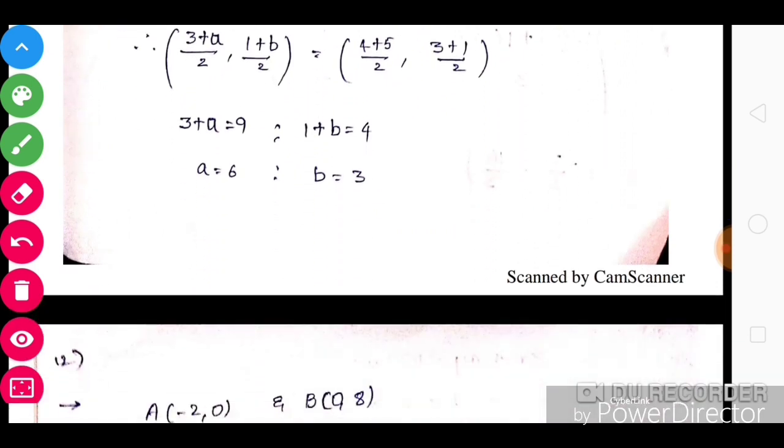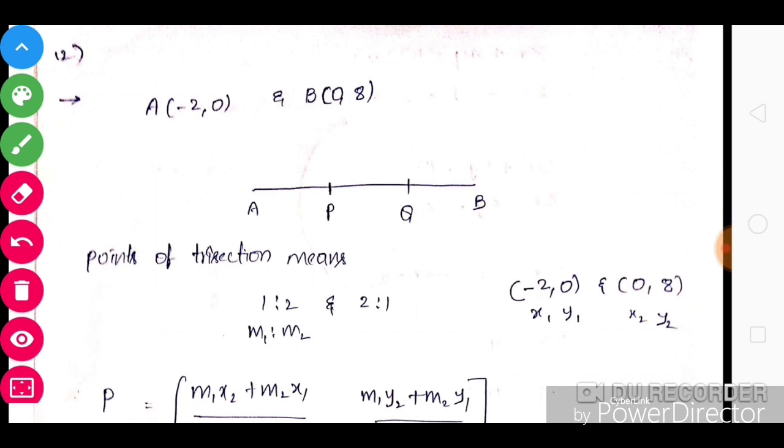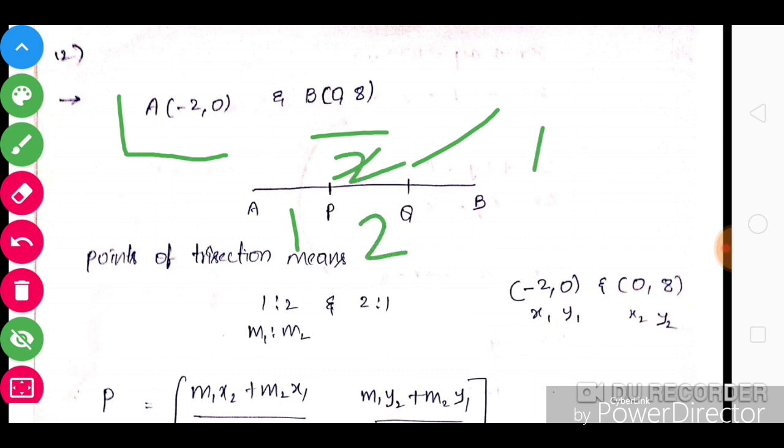So therefore A is equal to 6 and B is equal to 3. One more question we got: A is (8, -2) and B is (0, 8), and there are points P and Q which trisect the line AB. They are asking to find the coordinates of P and Q. So for P it will be ratio 1:2, and for Q it will be 2:1.